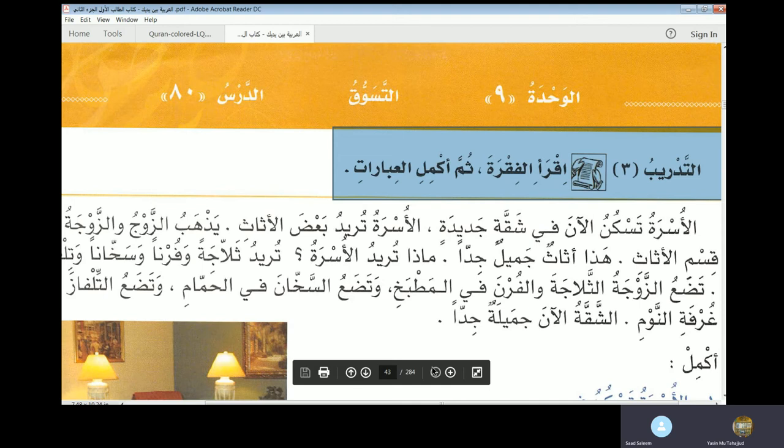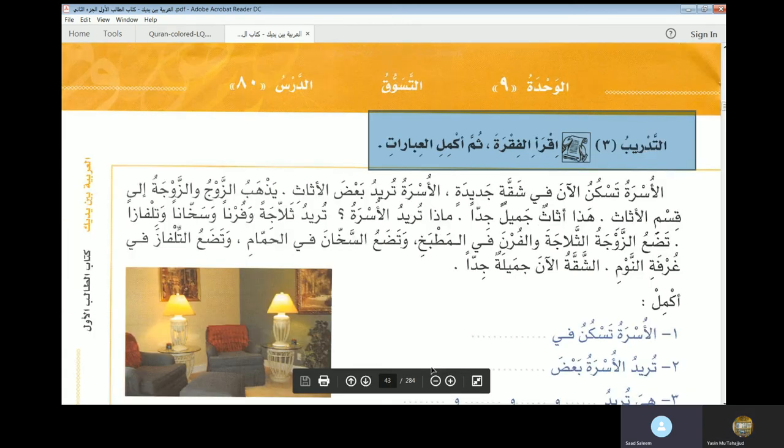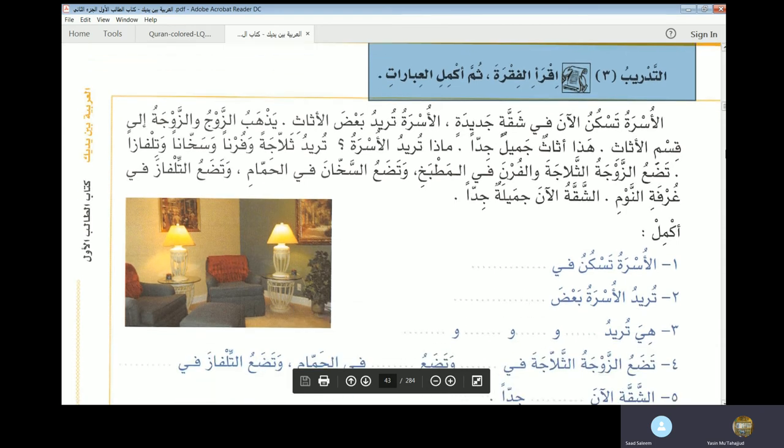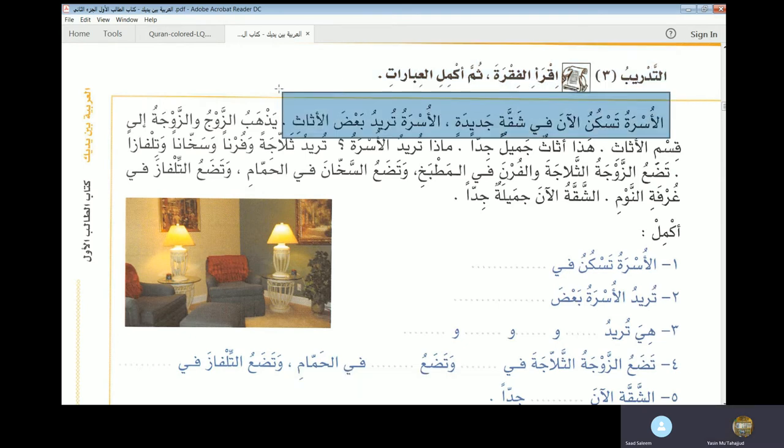Iqra'ta thumma akmil. Okay, so that's: read the paragraph, then join, then complete the phrases. Read the paragraph, then complete the phrases. Okay.